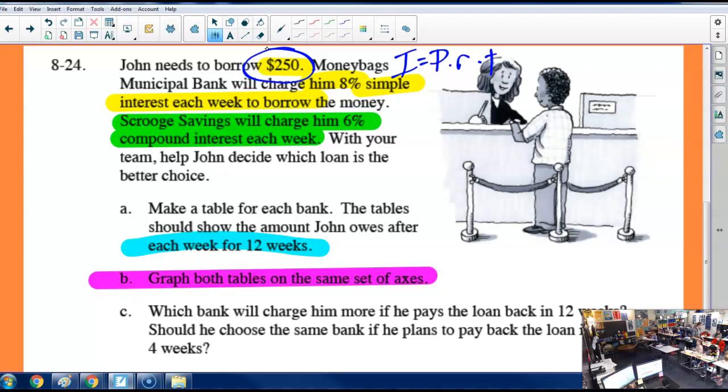Rate, the R value. The R value has to be put into decimal form. So at Moneybags, what's the R? 0.08, right? So this is going to turn into 250 times 0.08, and then times however many terms we've gone.